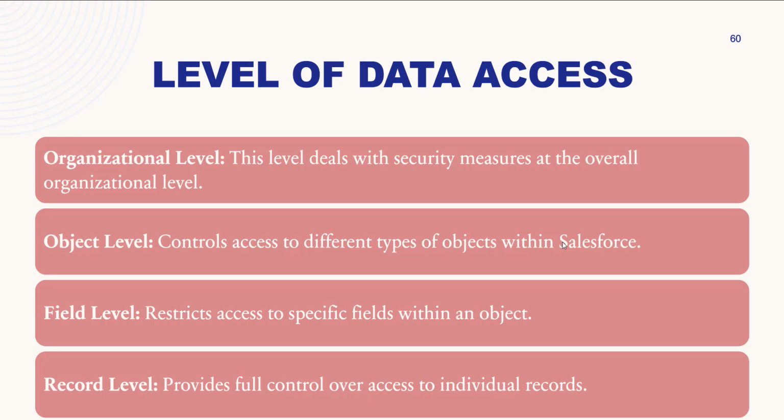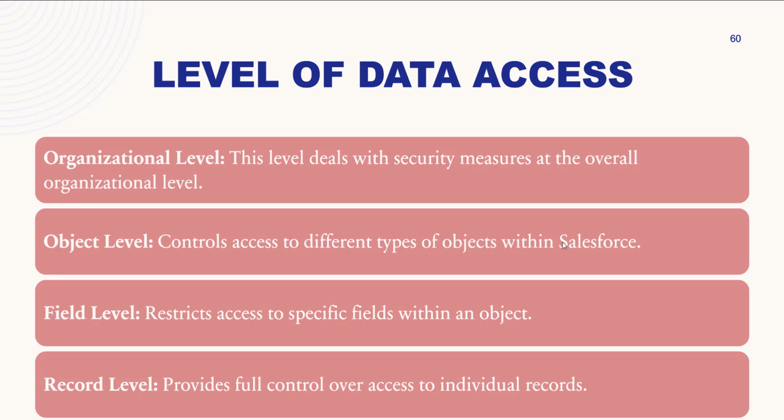First up, we have the organizational level. This is where we establish security measures at the highest level of the organization. It maintains a list of authorized users, sets password policies for enhanced authentication, and restricts login based on specific hours and location. Basically, it ensures overall security and access control at the organization wide level.